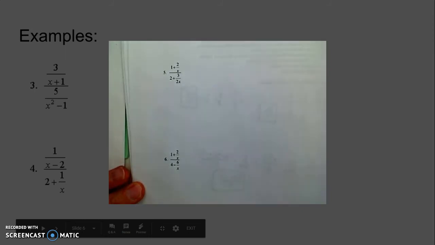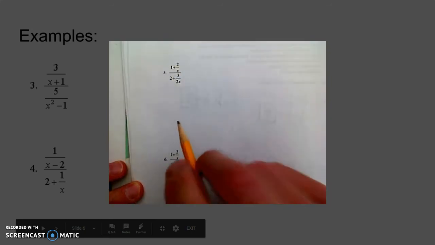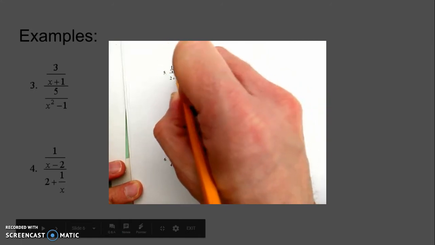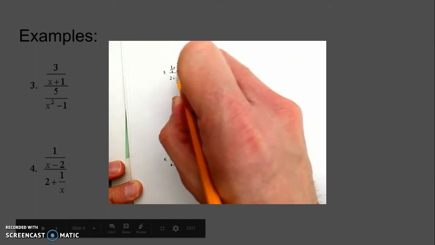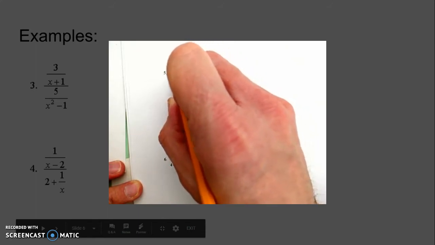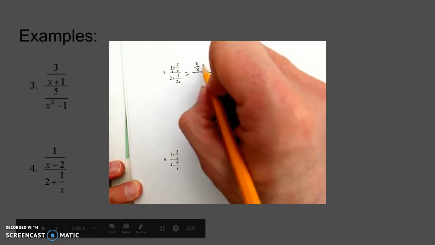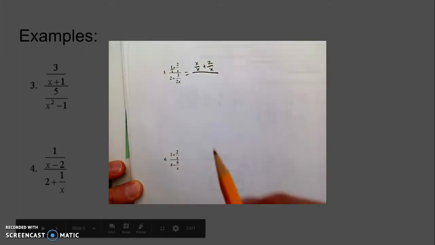Okay. One more, where both the numerator and denominator need to be combined before we can move forward. So in my numerator, 1 over 1 plus 2 over x. Well, I need a denominator of x, and this is equal to 1, so anything over itself equals 1. So that one is relatively easy to simplify.